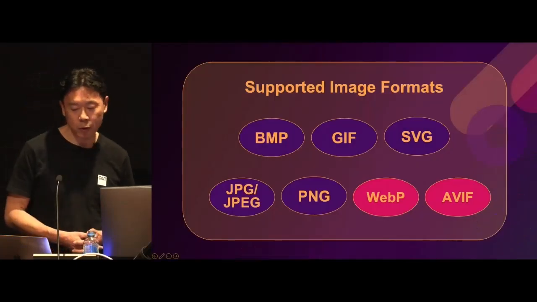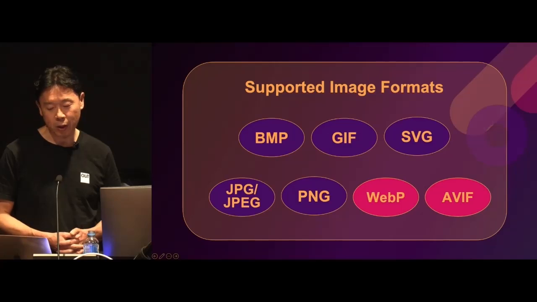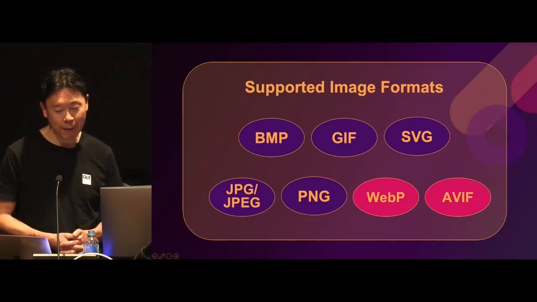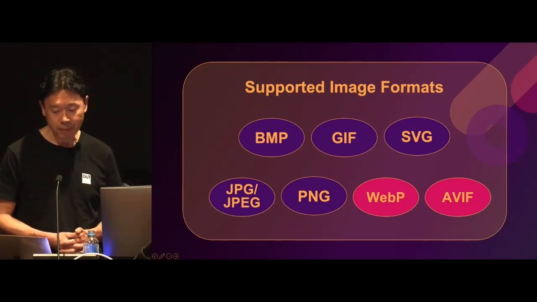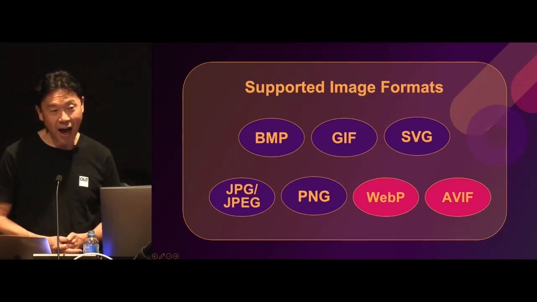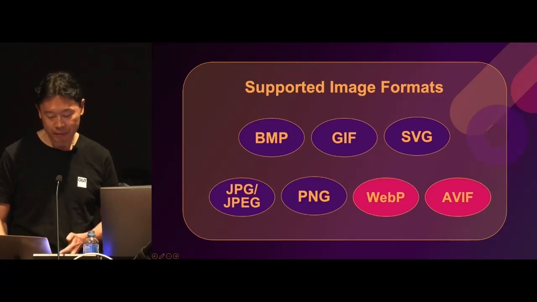Google Image Search supports all the image formats you see listed on this slide: BMP, GIF, SVG, JPG or JPEG, PNG, WebP, and AVIF. To make sure your images show up in search results, stick with these formats. You'll notice that WebP and AVIF are highlighted. I'll talk about why those are particularly important in just a bit.